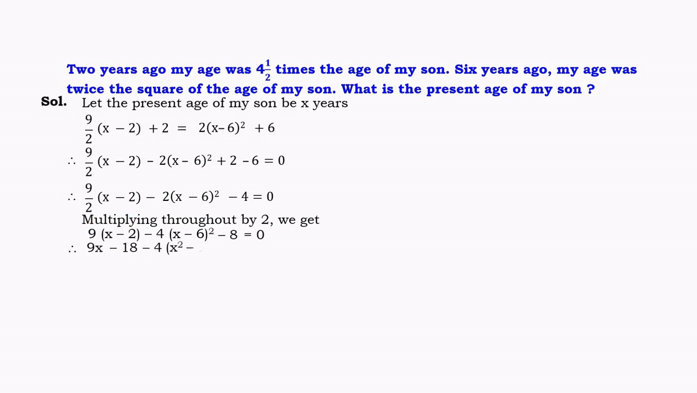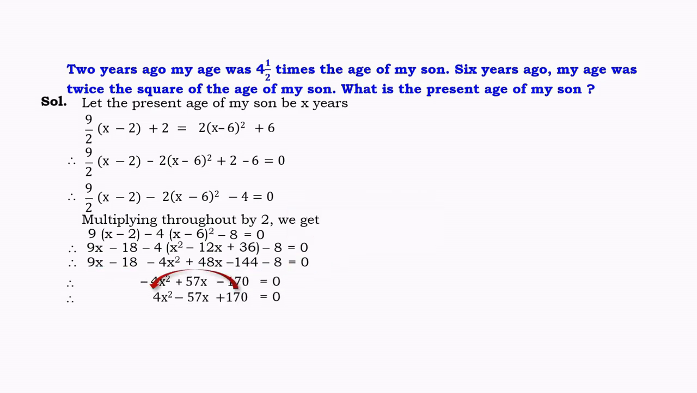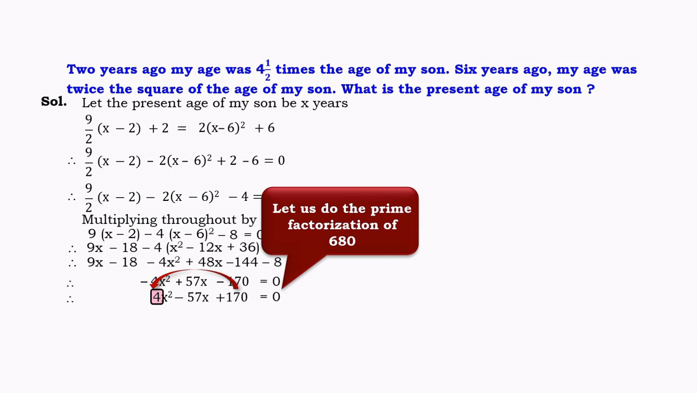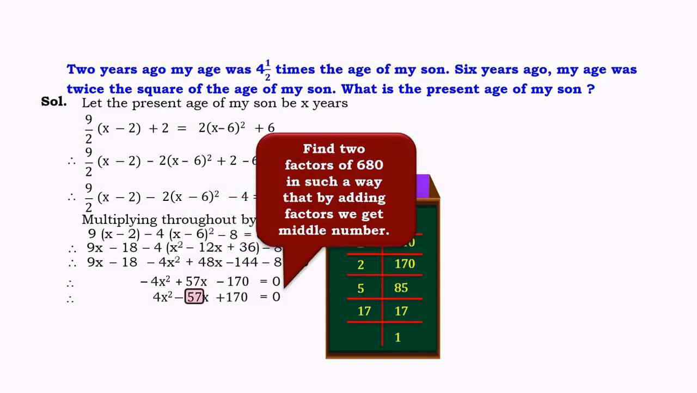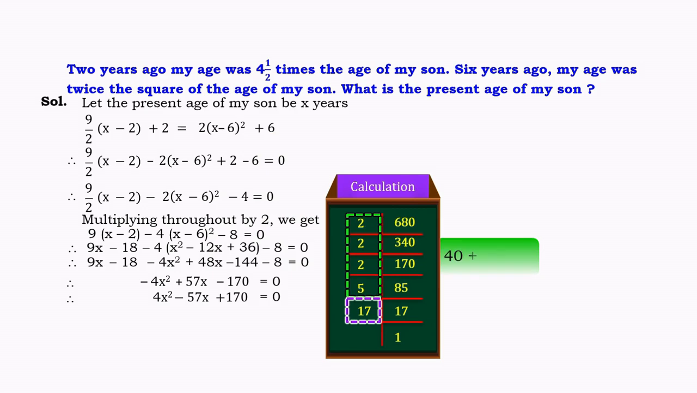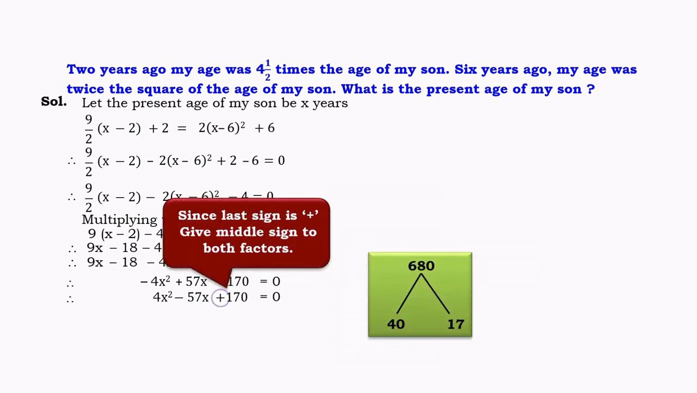4x squared minus 57x plus 170 equals 0. To factorize this equation, we first multiply the coefficient of x squared, which is 4, by the constant term 170. 4 multiplied by 170 gives 680. Now, we need two factors of 680 whose sum is 57. The factors are 40 and 17 because 40 plus 17 equals 57. Since the last term is positive and the middle term is negative, both factors will have negative signs.